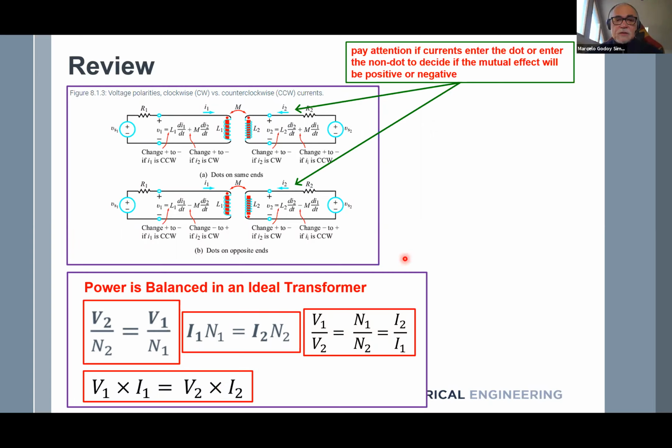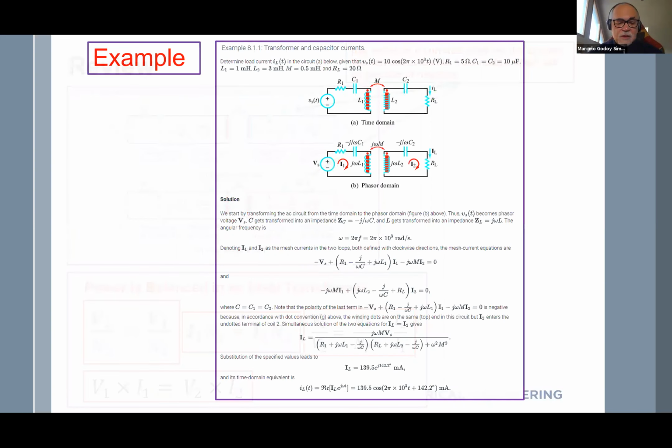Now let's go to the next slide. Next slide is an example. And when I finished my class last time, I gave you two problems. They were examples. I asked you to take a look. Here we have the solution already. So let's see. We have a transformer. The transformer is a model here with self-inductance and a mutual. So we have to use KVL on the mesh on the primary, KVL on the mesh on the secondary, and we have to see if the mutual will be adding or subtracting.